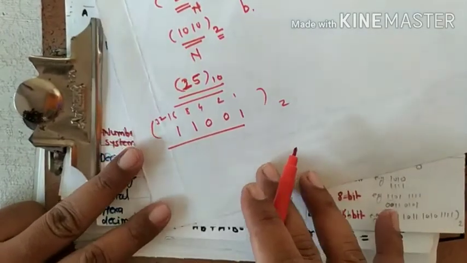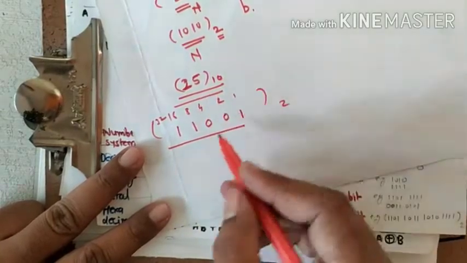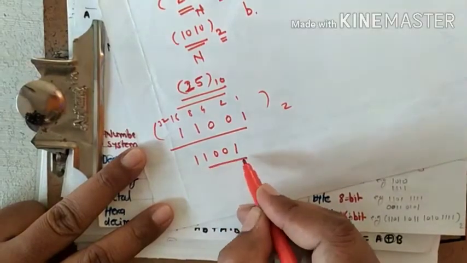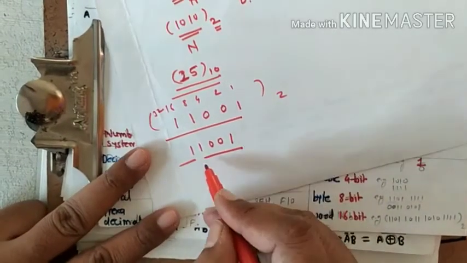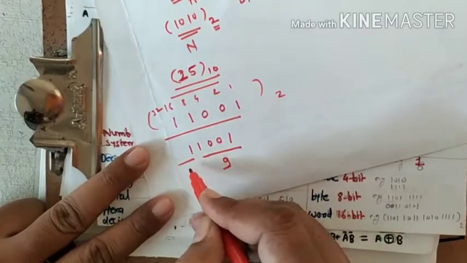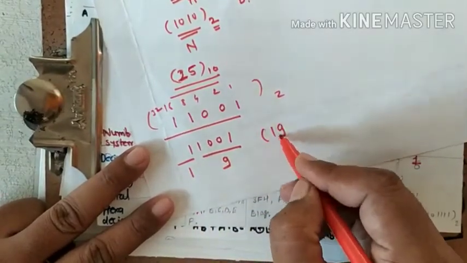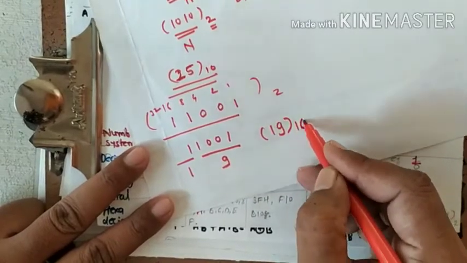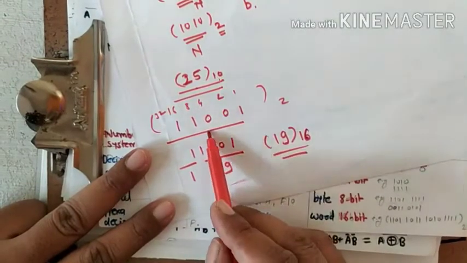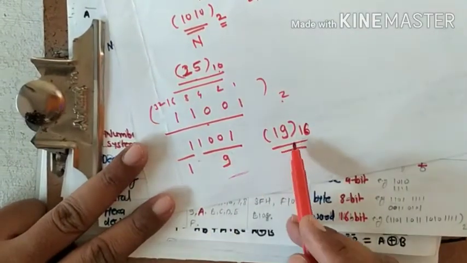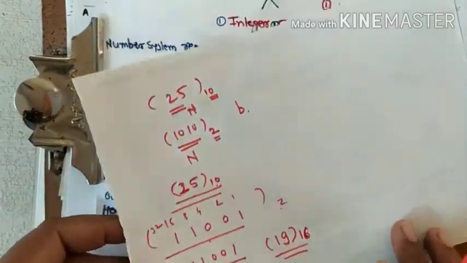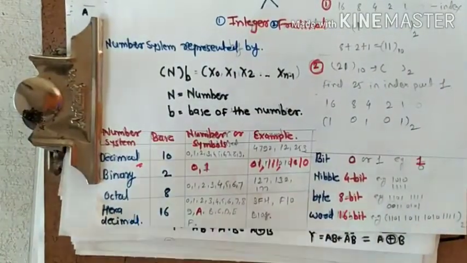In the same way, if we want to write 25 in hexadecimal, the binary number is 11001. So consider this first nibble and this last nibble. This 1001 is a 9, and this is a 1. So 19 in hexadecimal. So this is 25 in decimal, this is 25 in binary, and this is 25 in hexadecimal number system. So in this way you have to understand the different number systems we use in our digital electronics.